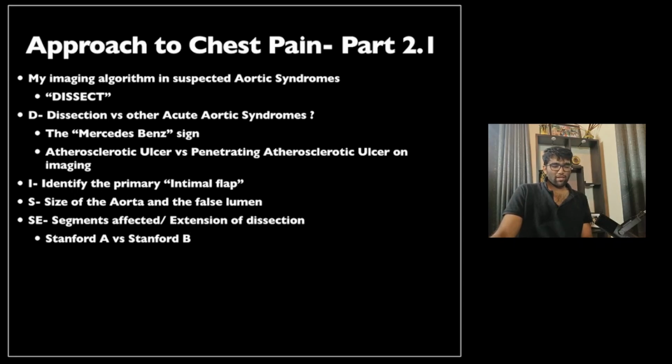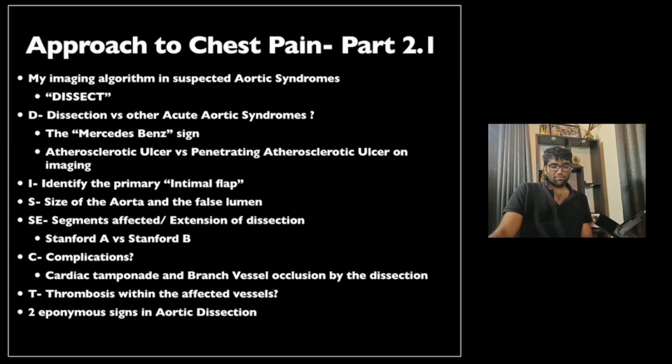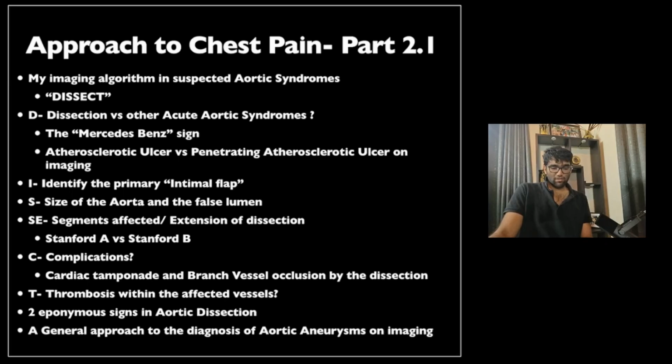We'll talk about Stanford A and Stanford B classifications. I'm not going to go into the DeBakey classification because that's not very relevant to us, but I would suggest you look it up. We'll talk about some complications that are apparent on imaging, such as cardiac tamponade and branch vessel occlusion by dissection. We'll talk about thrombosis within affected vessels, that is T. There are two eponymous signs that have been described in aortic dissections. These will be discussed in this video. And then finally, we'll talk about a general approach to the diagnosis of aortic aneurysms on imaging. And actually, that is not an acute aortic syndrome, but I'll be talking about this primarily because of how on imaging an aneurysm may or may not occur with dissection.